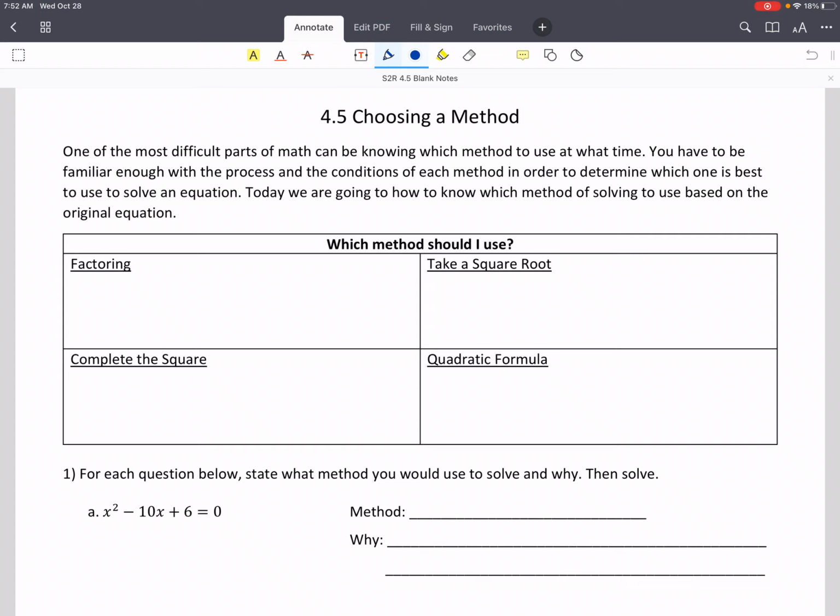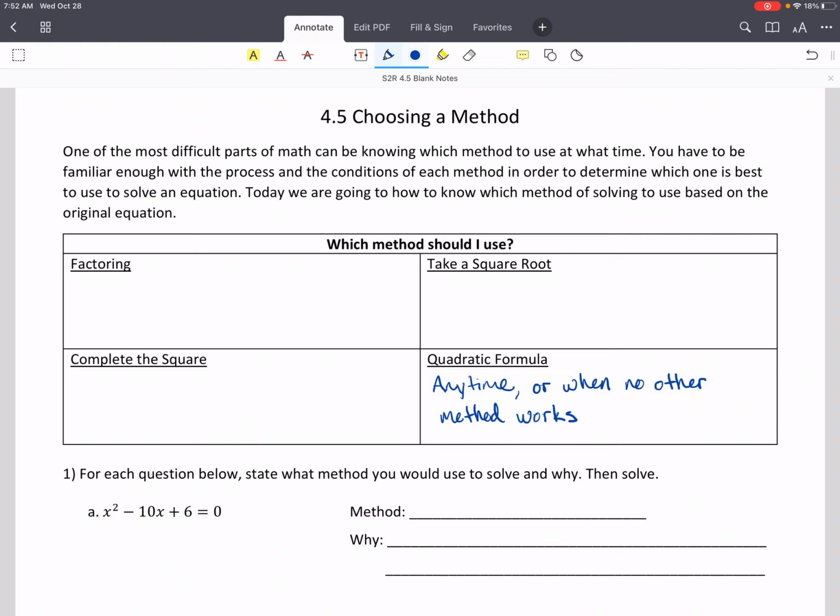Here's the fun fact. Quadratic formula. Let's start there. You can use quadratic formula anytime you want, or when no other method works. This thing about quadratic formula, it's for any quadratic equation. So as long as you have a quadratic, you can use it. But it's not always the fastest, and it's not always the simplest to use.